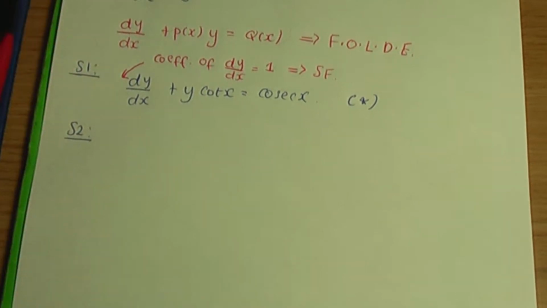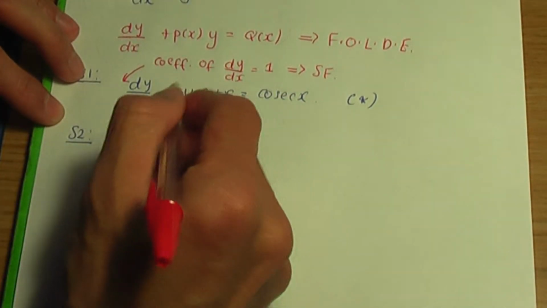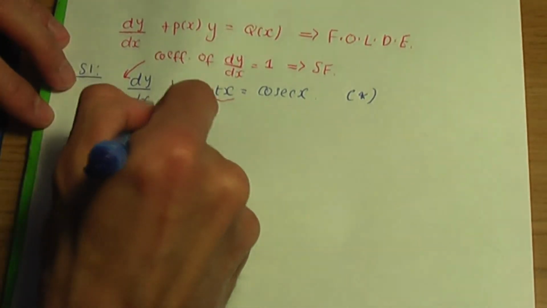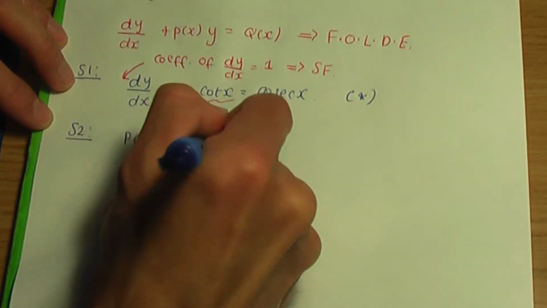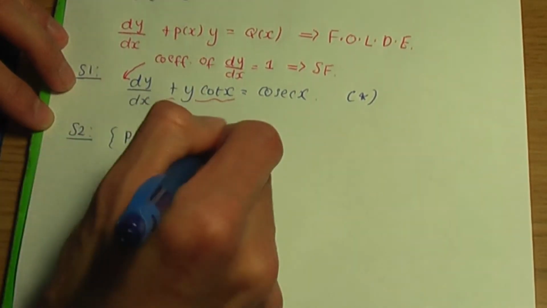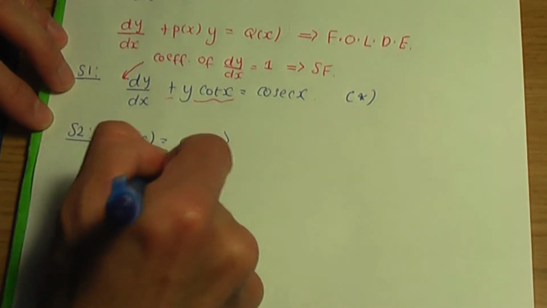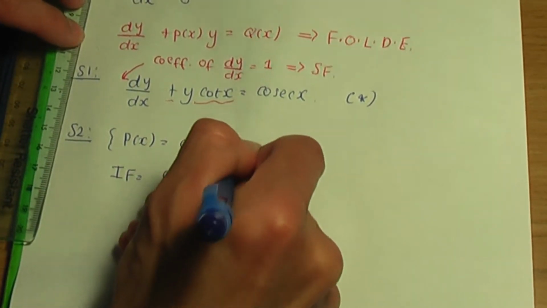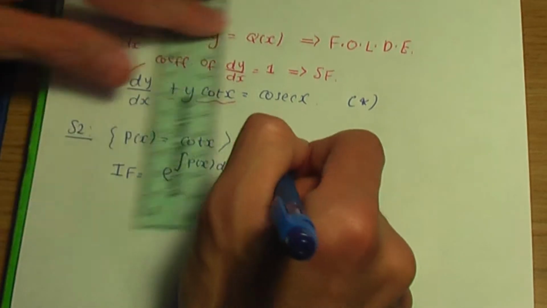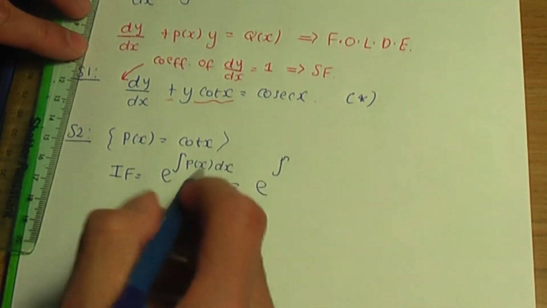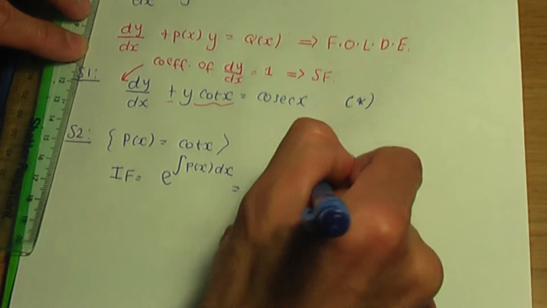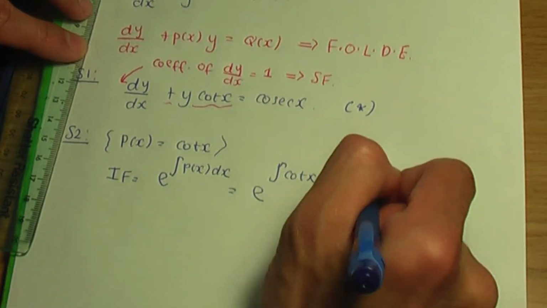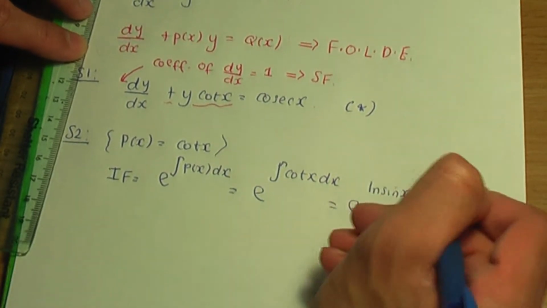Now, with all that in mind, p(x) is the coefficient of y, so the coefficient of y is plus cot x. So p(x) is plus cot x. Let's make a note of that. Let's use the formula for the integrating factor. It's e to the power of the integration of p(x) with respect to x, so e to the power of the integration of, as noted, plus cot x, and when I integrate cot x with respect to x, it's ln sine x.